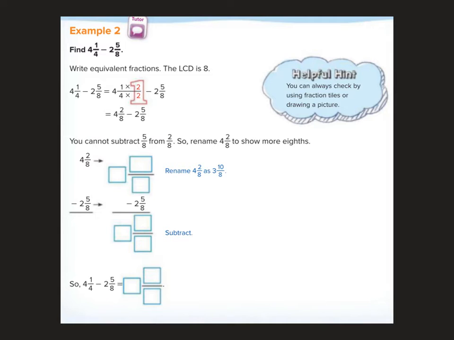Okay, so here we need to find 4 1/4 minus 2 5/8. Write the fraction, write equivalent fractions, the LCD is 8.